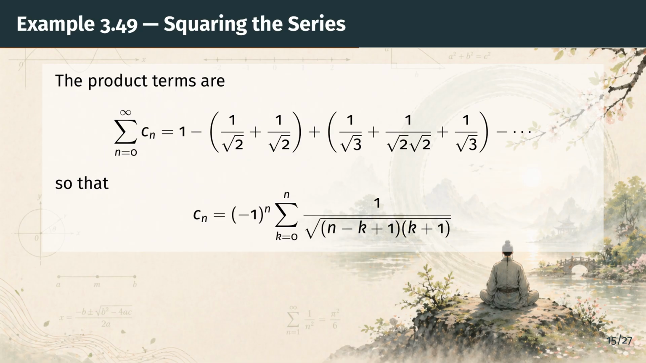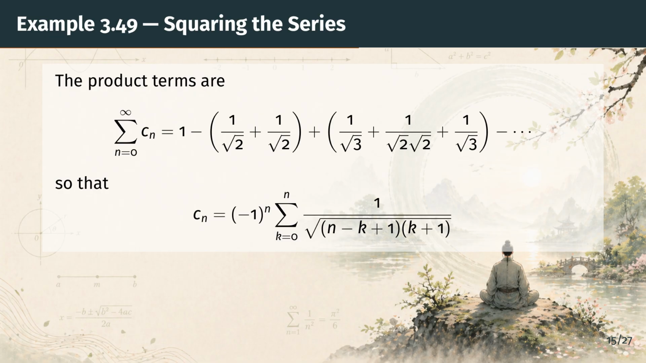The signs of the factors combine, so that every product inside the group has the same sign, namely (-1)^n. For example, the group for n equal to 1 contains 2 copies of 1 over the square root of 2, both negative. The general formula appears in the second display.